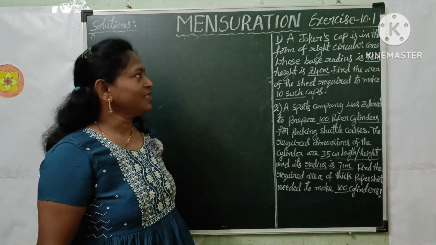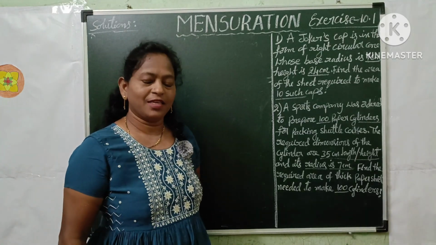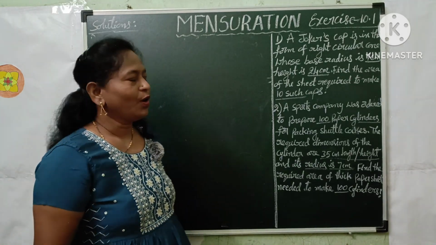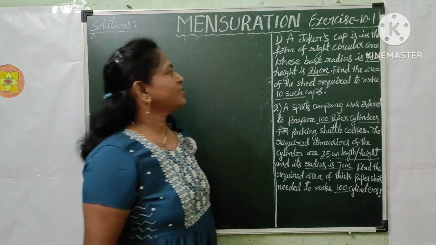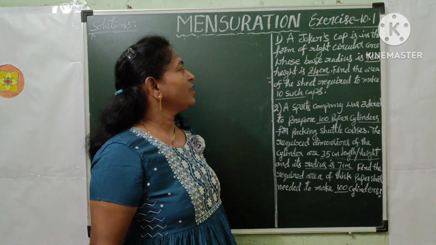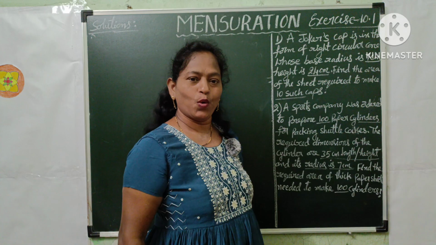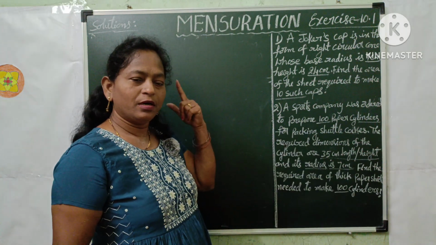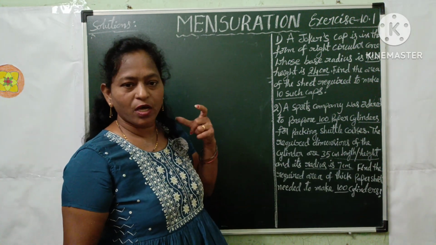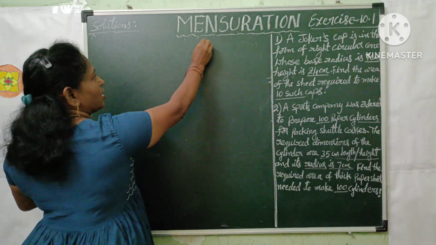Hi, today we discuss mensuration exercise 10.1 sums. See here, first question. A joker cap is in the form of a right circular cone. Here, the shape of the joker cap is cone shape. So draw the cone here.